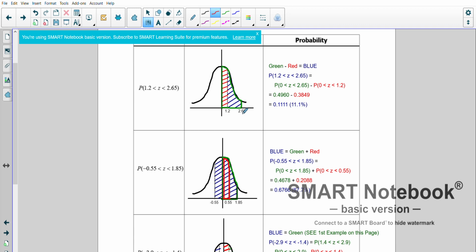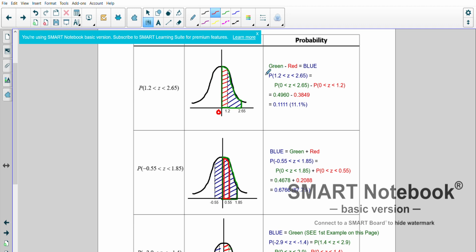My table will only give me 0 less than z less than a positive z-score. So what I need to do is find between 0 and 2.65, which would give me this entire green shaded area. So that's not hard to find. I can find the whole green shaded area, but I don't want all that area. I want just the blue. So what I want to do is subtract the red shaded area.